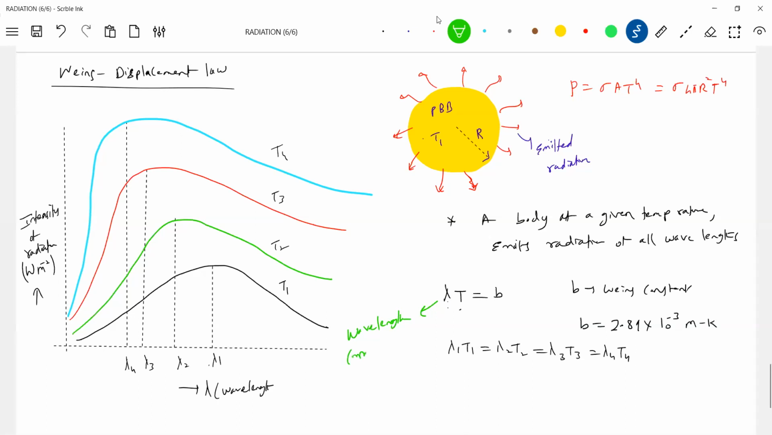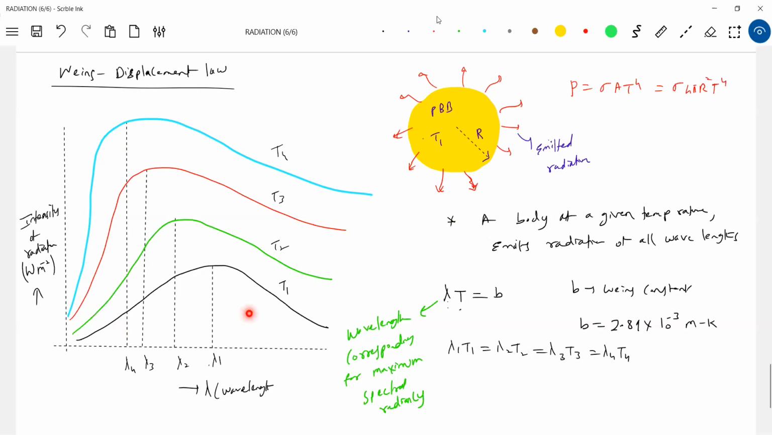Wavelength corresponding to maximum spectral radiancy. So what Wien's law is telling is, as I raise the temperature of the body, the wavelength corresponding to maximum spectral radiancy, or the wavelength corresponding to maximum intensity, will shift. It will take the lower values.